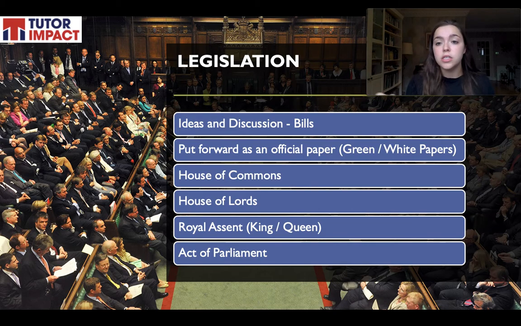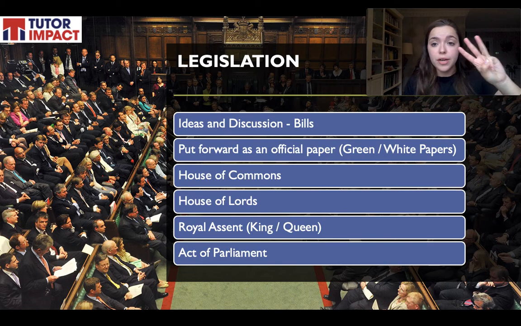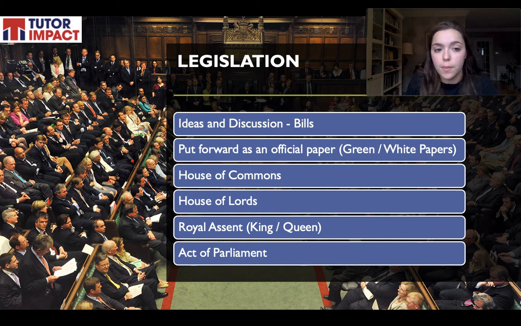So if you see someone looking for a number of signatures on a petition, if you get a certain number of signatures, it has to be discussed at some point in Parliament. It's then put forward as an official paper, either a green or a white paper if you've heard of those, and then it's discussed more. And then it's read a number of times, so 3 times, in the House of Commons.